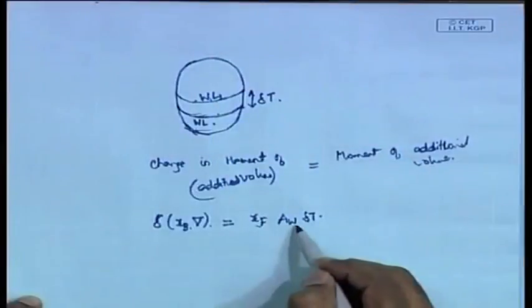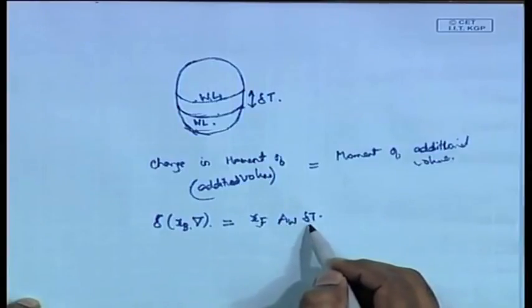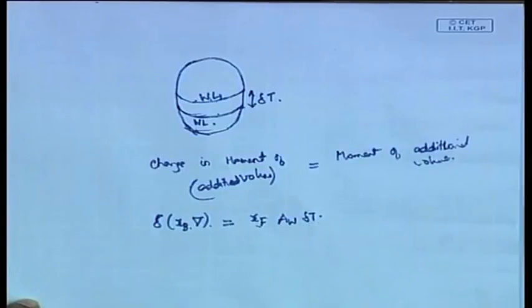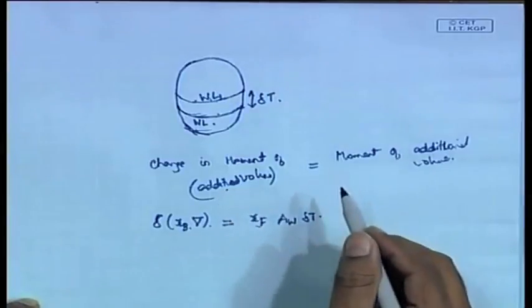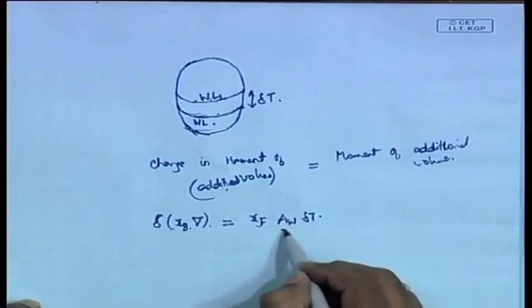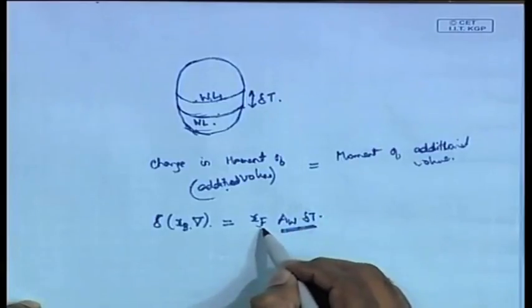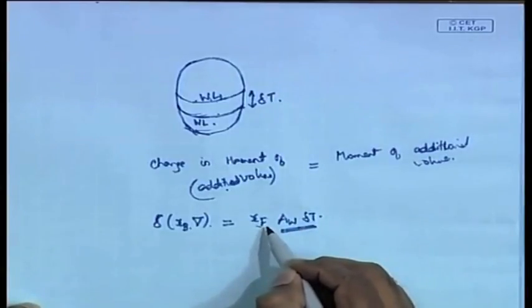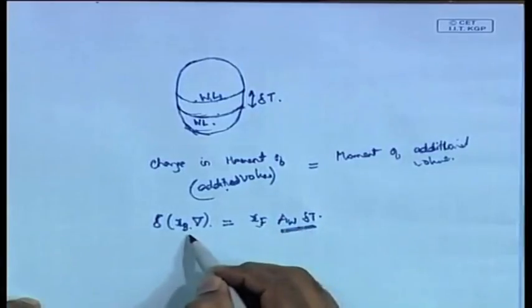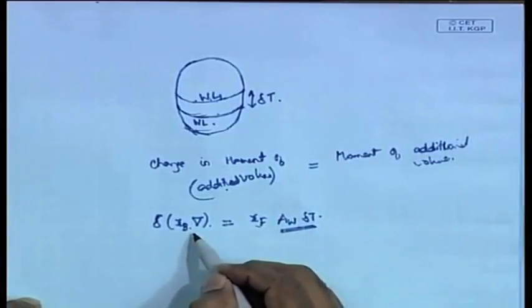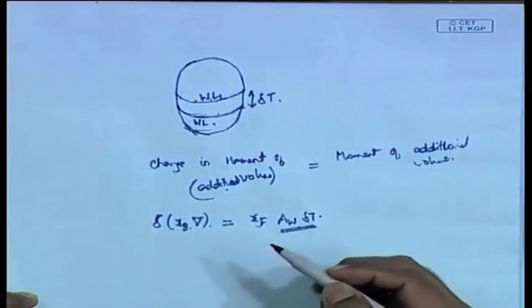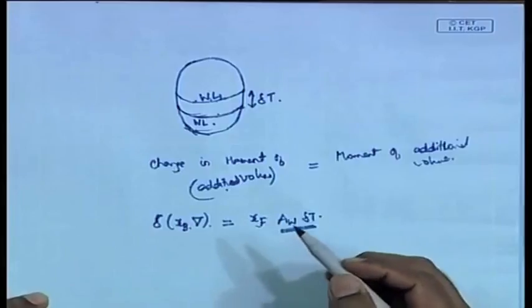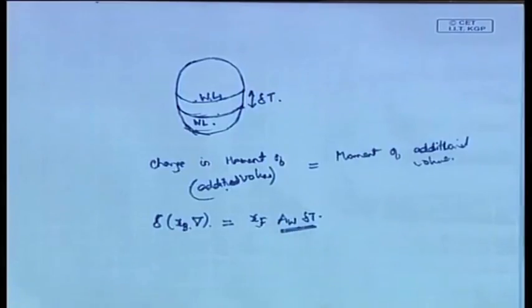So, x f into A w delta t will give you the moment due to the additional volume. There is a slight difference between this and this. This is the additional volume into where it is acting, x f, the moment due to that additional volume. This is the change in the moment itself, the change in the moment of the volume. So, what is the change in the moment of volume?